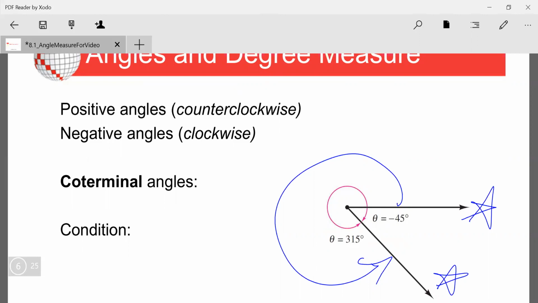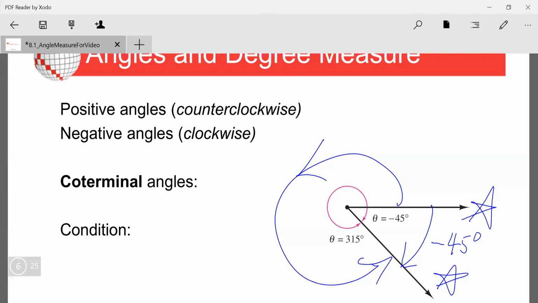But we can also rotate the initial side clockwise, and so we have another measure of the angle. This positive measure here is 315, and this negative measure here is negative 45. It is negative because that's our tradition. If the angle is measured counterclockwise, it's positive. If it's clockwise, it is negative.